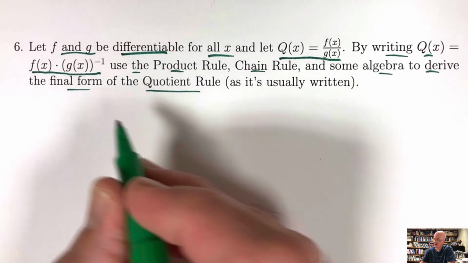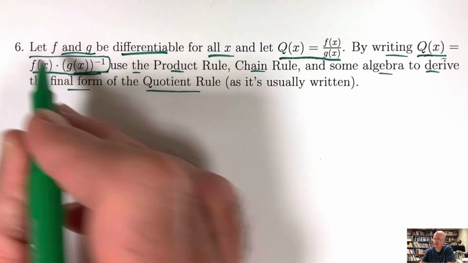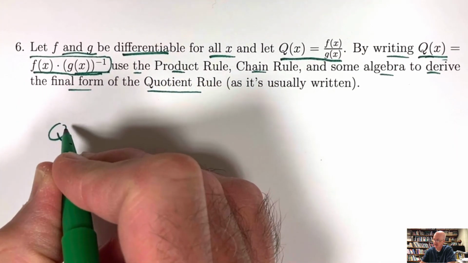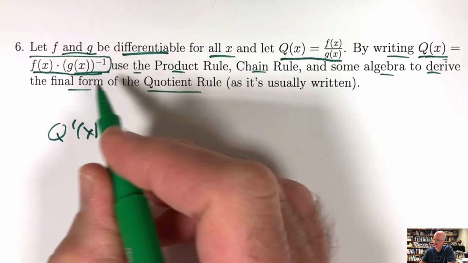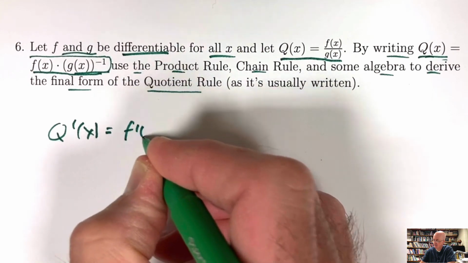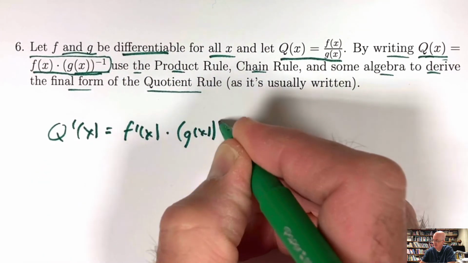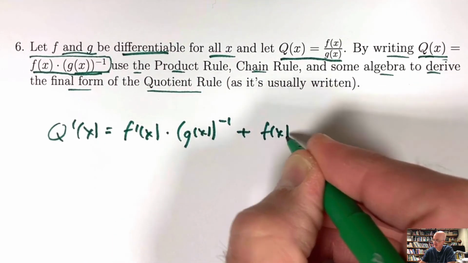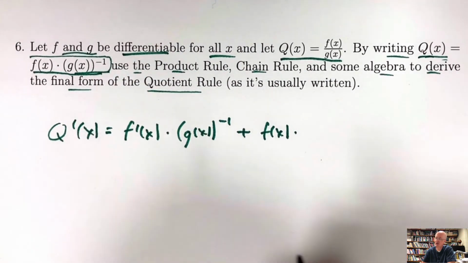So what do we want to do here? We want to differentiate q of x written like this, where we don't need the quotient rule, but we can use the product rule and chain rule now. What is q prime of x here? It's a product, first of all. So it's the derivative of the first function, f prime of x, times the second function, g of x to the negative 1 power. We don't need the chain rule there. Plus the first function times the derivative of the second, g of x to the negative 1 power. I definitely need the chain rule there.